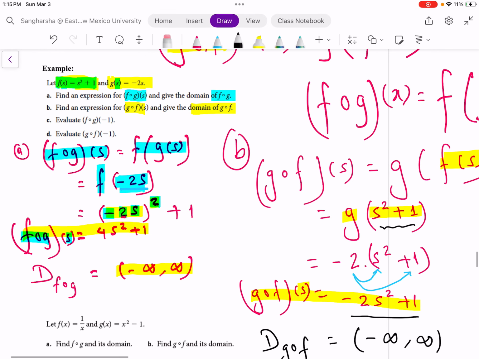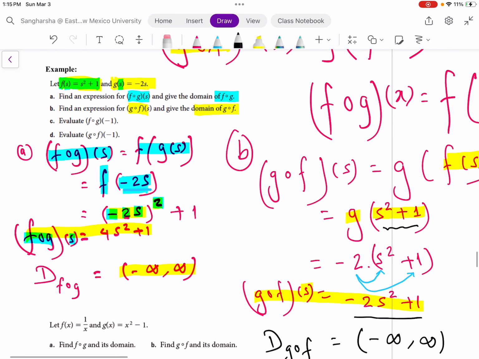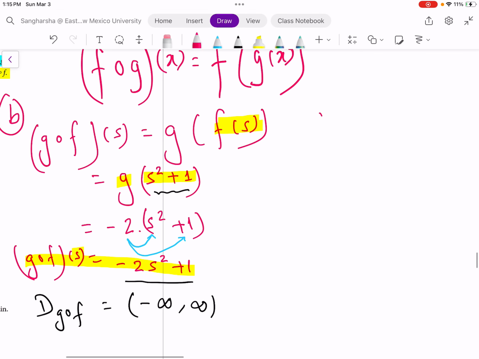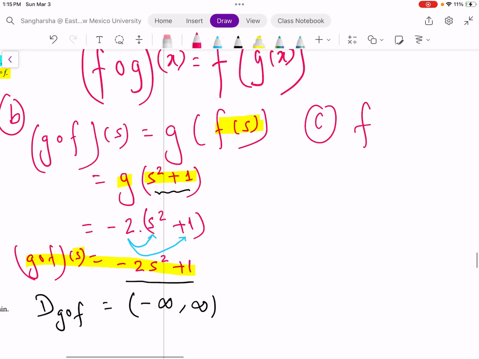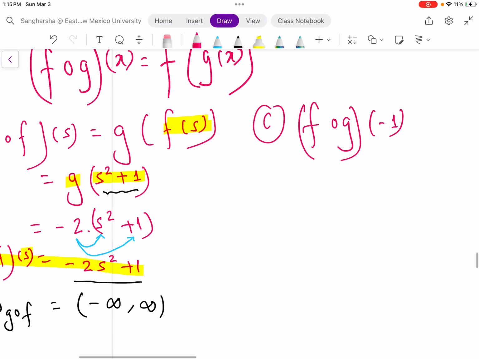Now let's see what we have for part C. In part C, we need to evaluate f composite g of negative 1. Here, negative 1 is the input. Now, is this the input for the f function, the g function, or for which function?